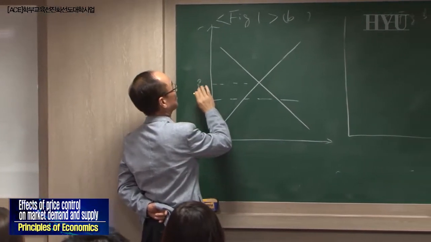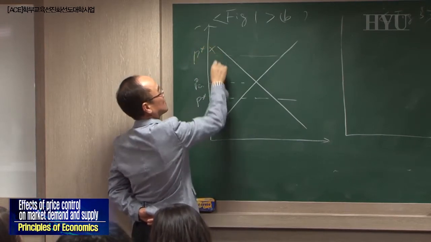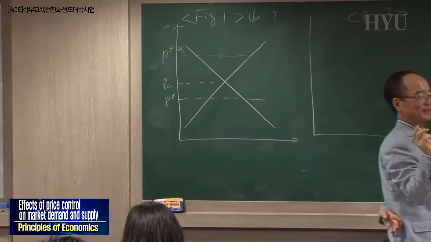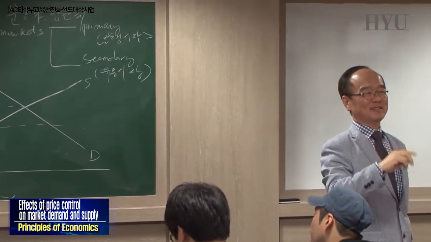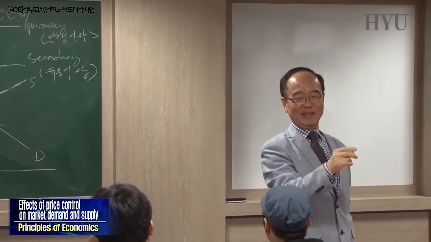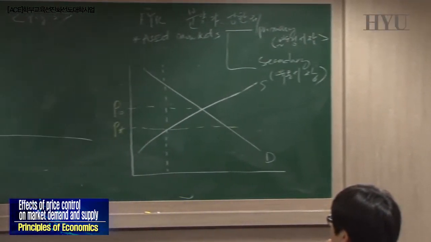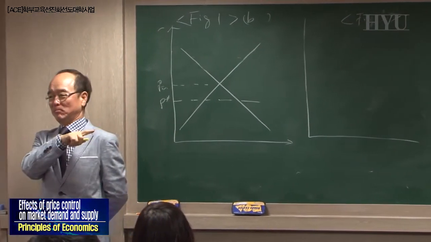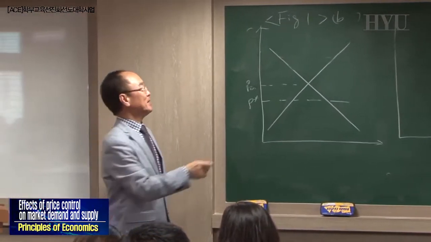Then two cases of price ceiling. If government sets this as the price ceiling, the market price cannot go over this. But that's an unbinding ceiling. It's meaningless. Of course, leave the market alone, the price will not go over there anyway. Is that clear? So an unbinding ceiling is meaningless. Almost always when you say a ceiling, the price is lower than the equilibrium price. Is that clear to you? So an unbinding ceiling is meaningless.